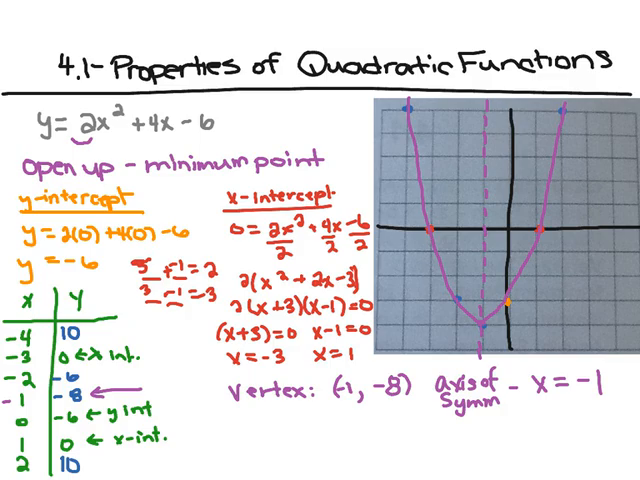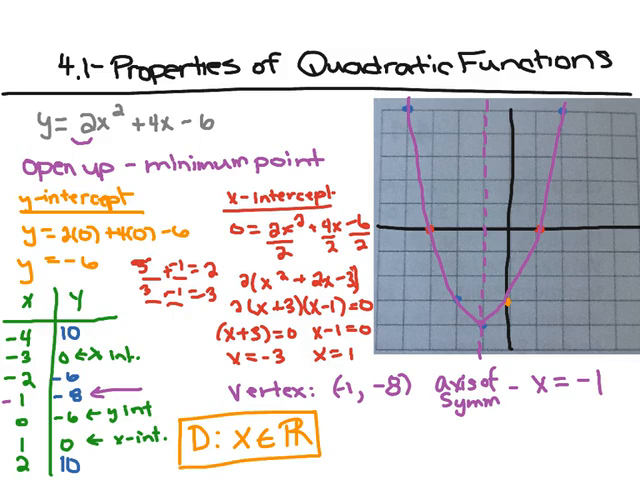Now for our domain and range are the last things. So our domain, if you could go left and right forever and ever, it'll hit every single x value. So our domain is going to be equal to all real numbers. So x is an element of the real number set. And that's all you have to put for domain.